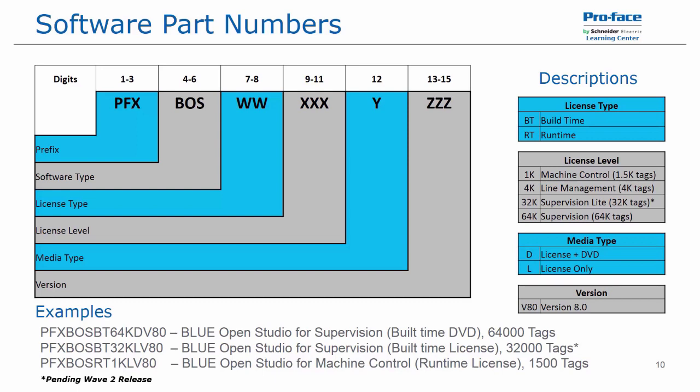The second item is a build time with 32,000 tags, but that is the license only, no installation media. And the last one is a runtime 1,500 tag license. And that is, of course, license only, no installation media.